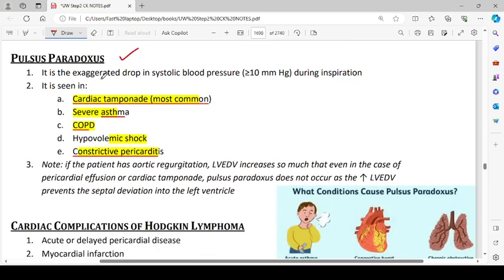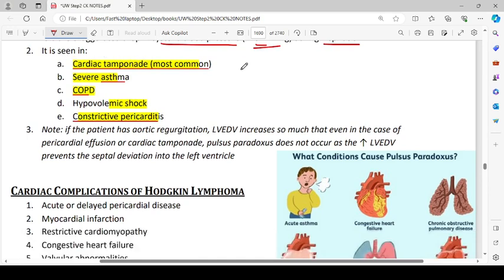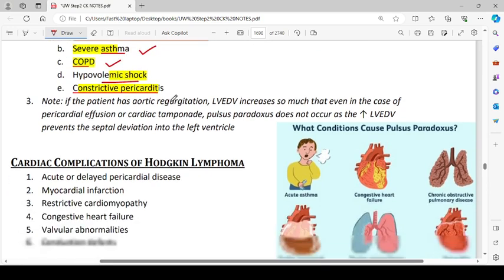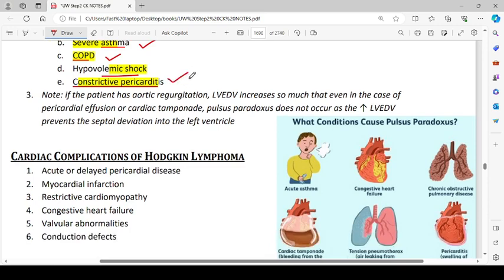The pulsus paradoxus is an exaggerated drop in the systolic blood pressure of more than 10 millimeters of mercury during inspiration. It is seen in cardiac tamponade, which is most common, then in severe asthma, COPD, and hypovolemic shock, and also in constrictive pericarditis. Note, if the patient has aortic regurgitation, left ventricular end diastolic volume increases so much that even in the case of pericardial effusion or cardiac tamponade, pulsus paradoxus does not occur as the increased left ventricular end diastolic volume prevents the septal deviation into the left ventricle.